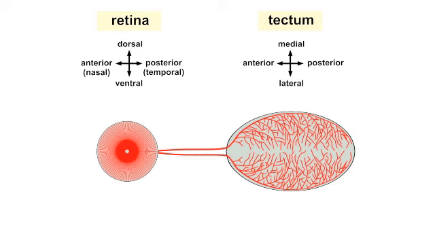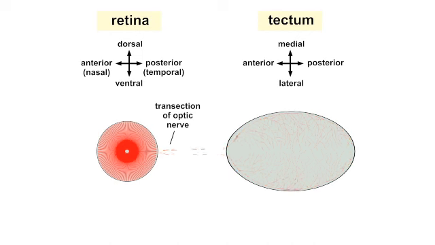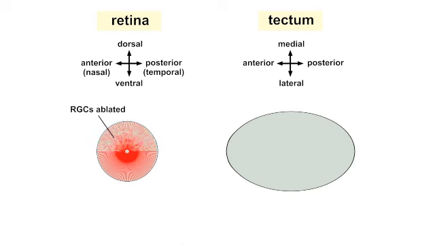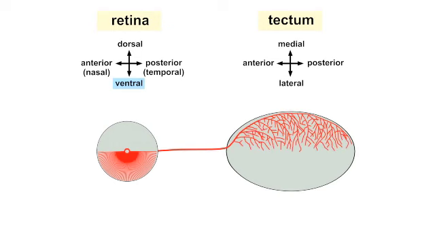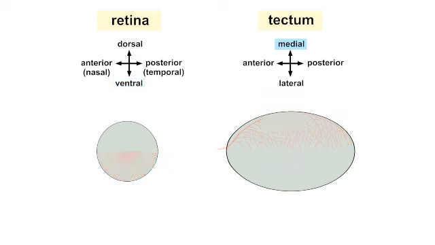In a classic experiment, researchers transected the optic nerve, disconnecting the axons in the tectum from the retina. Then they ablated the RGCs in the dorsal half of the retina and only allowed the ventral half of RGCs to regenerate axons. These axons grew to innervate the medial half of the tectum.